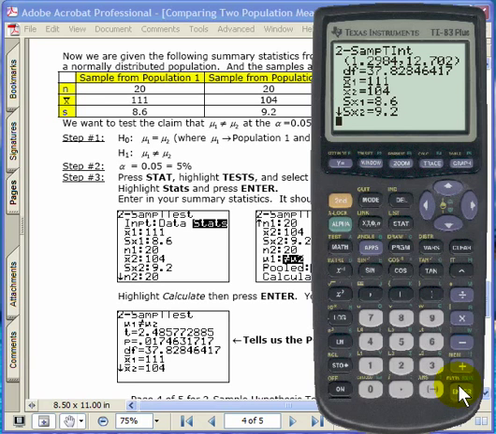So we are 95% confident that the difference between these two population means is between 1.2984 and 12.702. Notice that these are both positive values, so the entire interval is above 0. So it agrees with the conclusion of our hypothesis test.